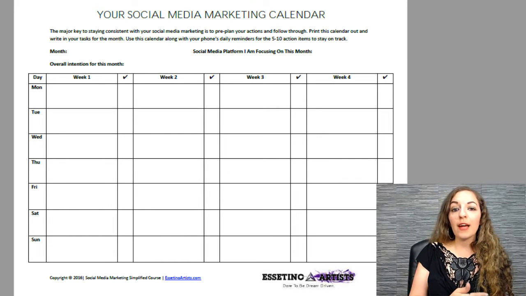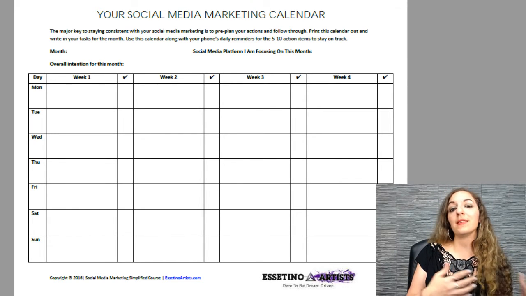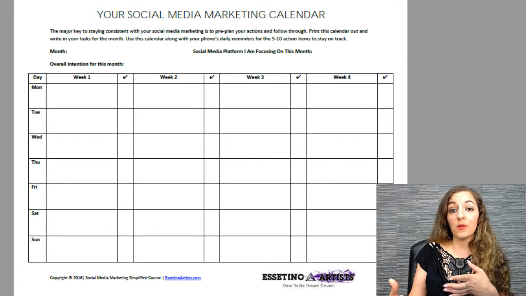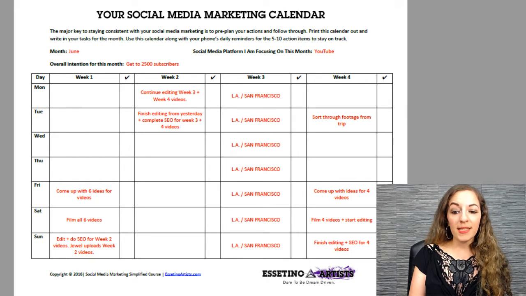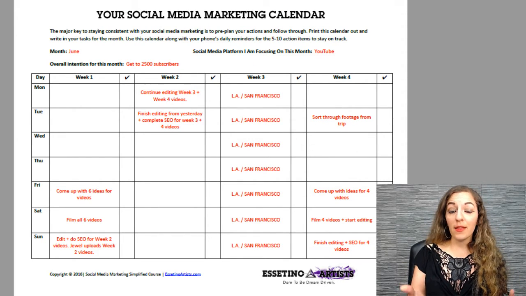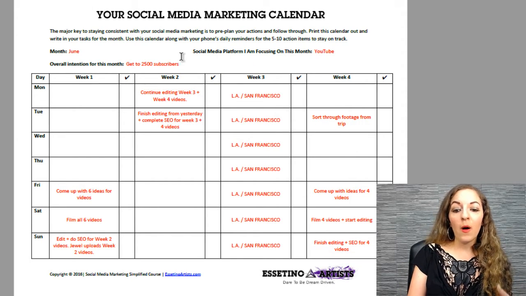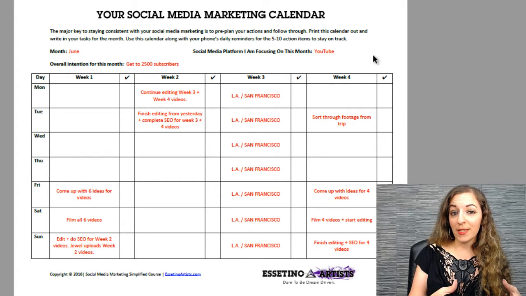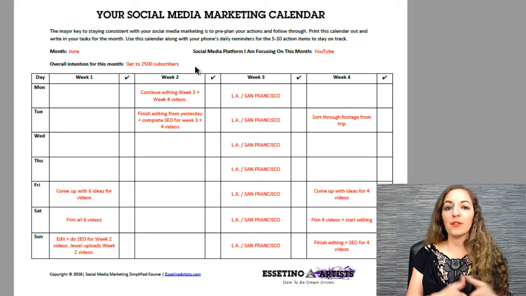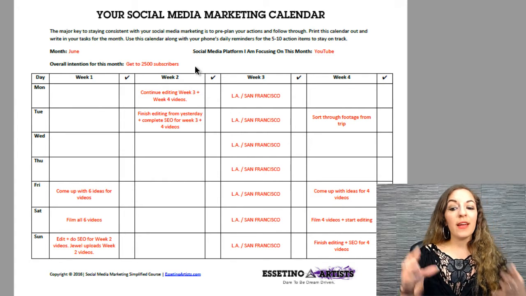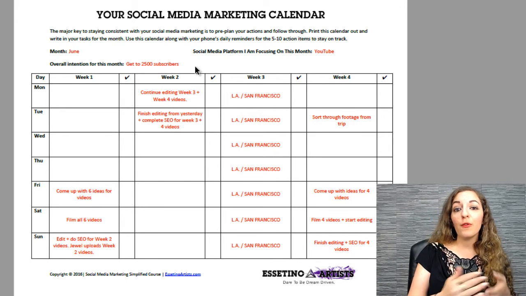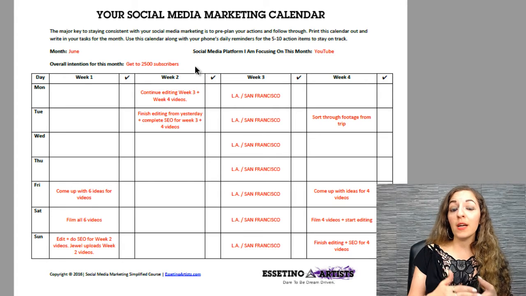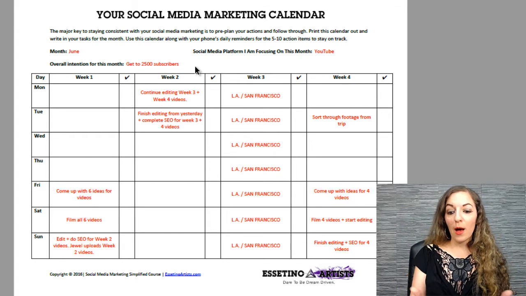So what we do is we have a day of the week that we assign to those tasks. Let me show you an example. This is what our content calendar looks like for this month of June. At the top, I always have what social media platform I'm focusing on, YouTube, and the overall intention for this month is to get to 2,500 subscribers. Okay, so I have that goal in mind. What we need to do is release 5 to 6 videos per week on our channel, and this is how we're going to do it.